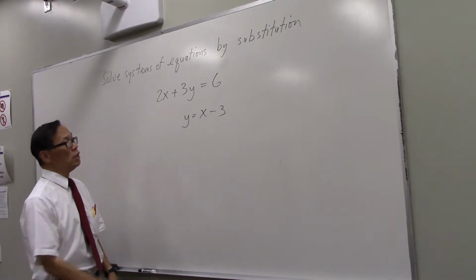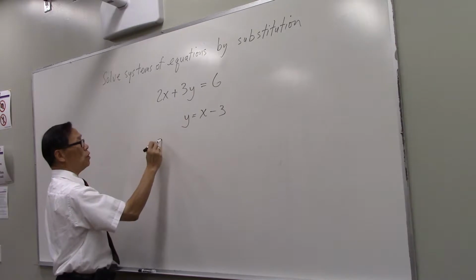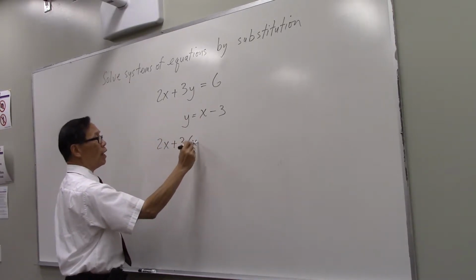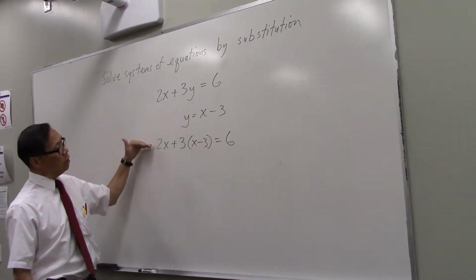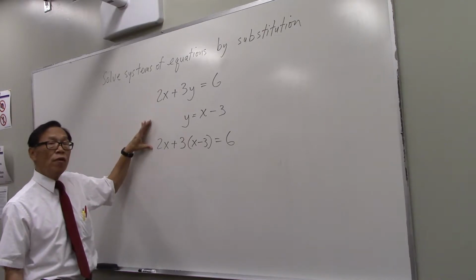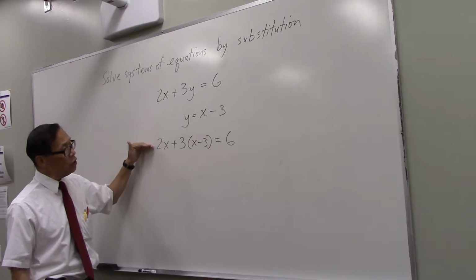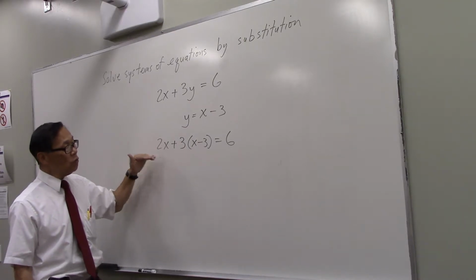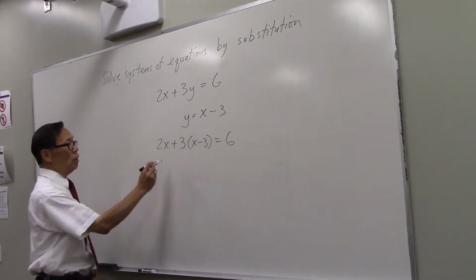In other words, instead of writing y, I can write this because they're equal. So the first equation, 2x plus 3y, instead of writing y, I'm going to write x minus 3. As you can see, I rewrote this way. These two are called equivalent equations, which means that if I use this equation and this equation to solve, then the answer is going to be the same as if I had the original. So, let's see what happens.